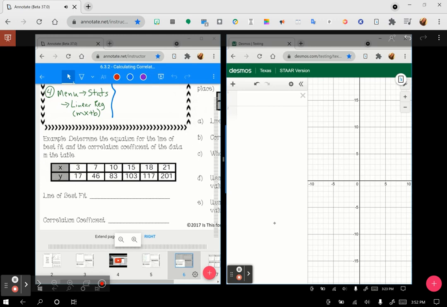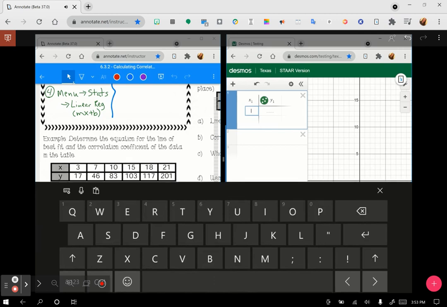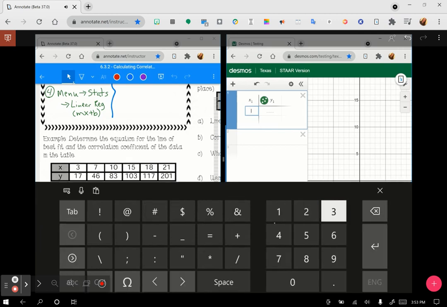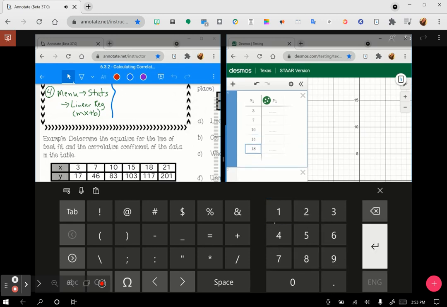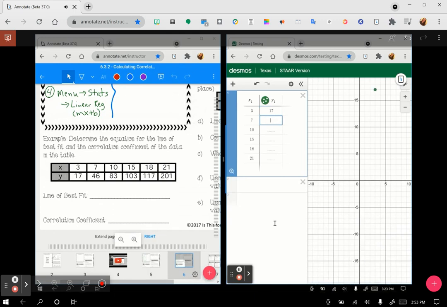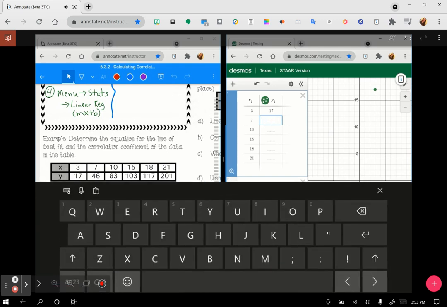In Desmos, you are going to use X and Y, and you're going to add a table. So X1 and Y1. Your X values will be right there from the list. So we've got 3, 7, 10, 15, 18, and 21. Then I'm going to go over to the Y values and type them in. So 17. Keyboard missing. So 17.